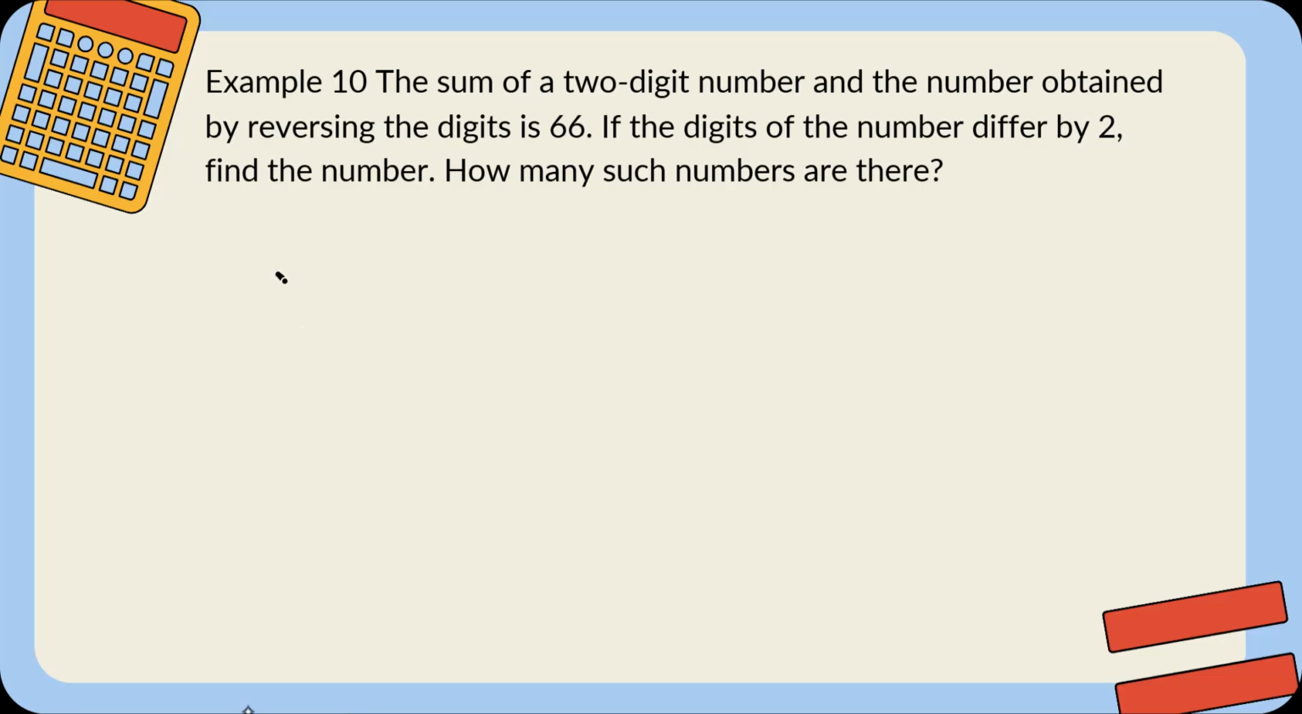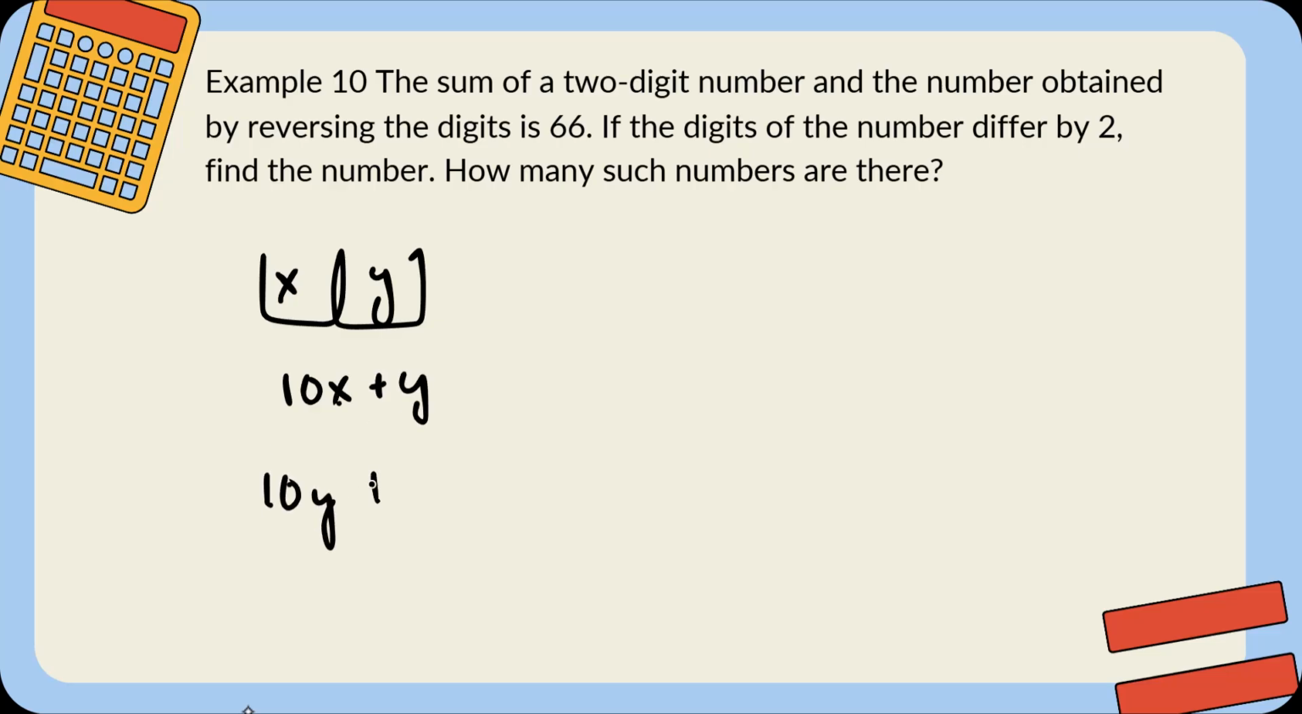So what is x? We do not know. That is the first digit. Second digit is y. So the original number is 10x plus y. The reverse number is 10y plus x, right? So let's try to do it. The sum of the two-digit number and the number obtained by reversing is what? 66. So 10x plus y plus 10y plus x is equal to 66.